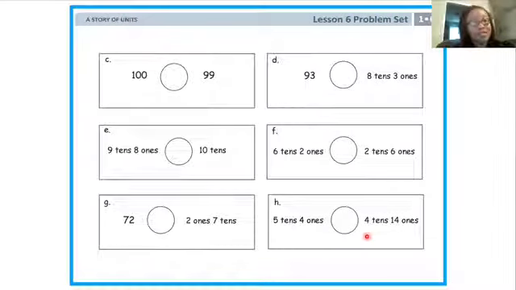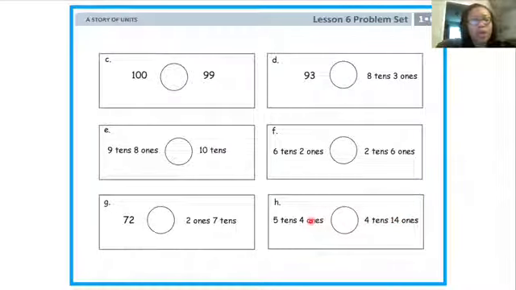4 10s and 14 ones is the same as what? 4 10s, another 10, and 4 ones. What's 4 10s and another 10? 5 10s. So this is the same as 5 10s and 4 ones. So 5 10s and 4 ones, 5 10s and 4 ones.